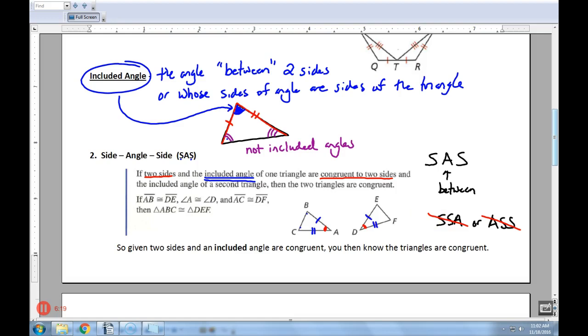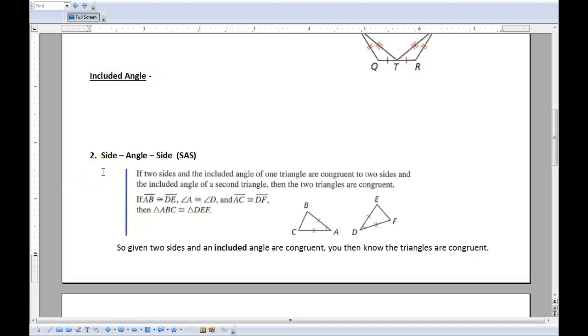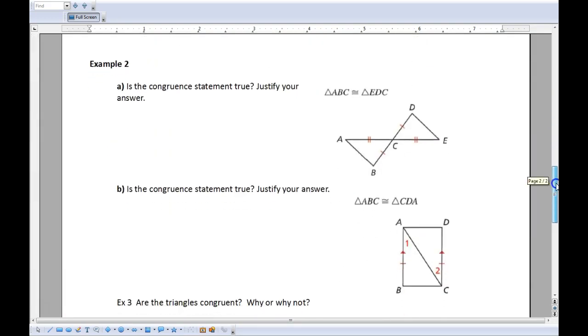And I'll go through and explain this in class in a little bit more detail about why those other 2 don't work. So basically, if you're given 2 sides and the included angle, then you know the triangles are congruent. So this is shortcut number 2, SAS. Boom. All right, let's move on down and see if we can put some of this stuff into practice.